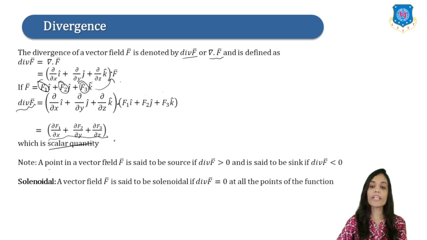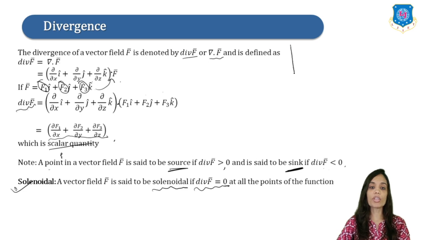Now, consider a point P in a vector field f bar. It is known as a source if divergence of f bar is greater than 0, and it is known as a sink if divergence of f bar is less than 0. Now, if divergence of f bar is equal to 0 at all the points of the function, then our vector field f bar is known as what? Solenoidal. Most important definition, right?